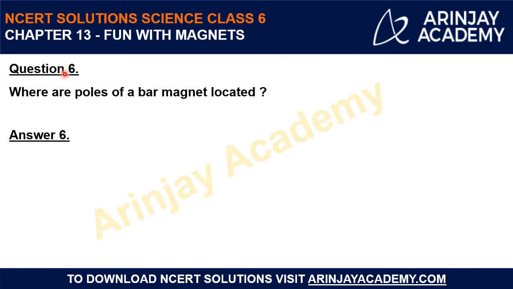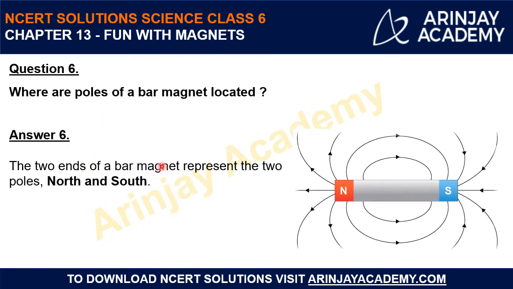So here we have question 6. Where are the poles of a bar magnet located? So अगर एक bar magnet है, so in that जो north and south poles है वो कहाँ located है? You need to tell this. So the two ends of a bar magnet represent the two poles, north and south. So you can observe a bar magnet here, right? So this bar magnet has two ends, this one and this one. So one of the ends will be the north pole, whereas the other end will be the south pole. So thus you can say that the two ends of a bar magnet represent the two poles.